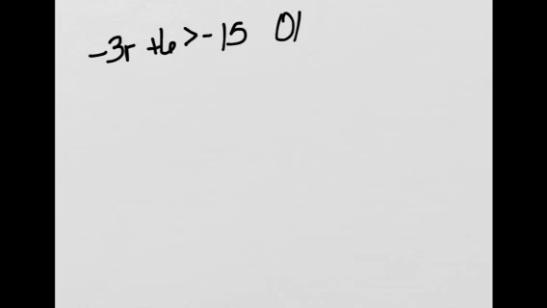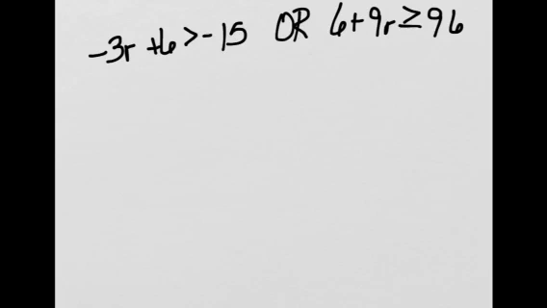On your paper, let's take a look at number 3. We just did number 1. Now we're going to take a look at number 3. Number 3 says -3r plus 6 is greater than -15, or 6 plus 9r is greater than or equal to 96.